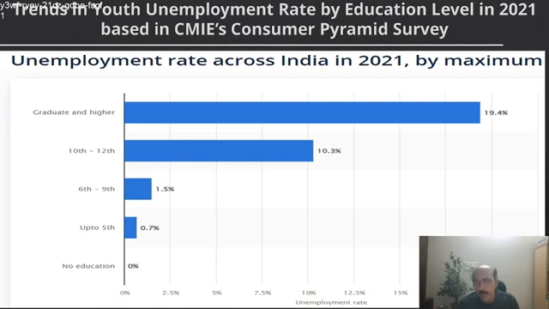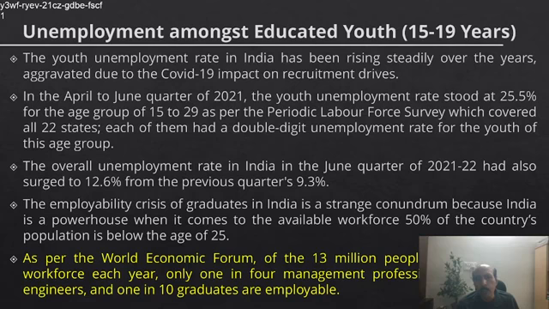The only difference is that otherwise the common conclusion is that the rate of unemployment among educated persons is very, very high. And therefore, the question is what kind of policy we have to look at.